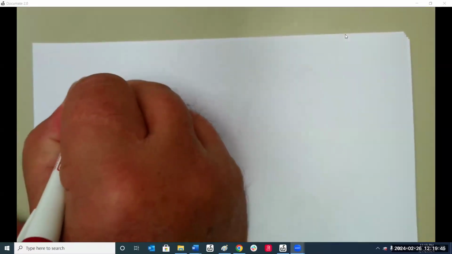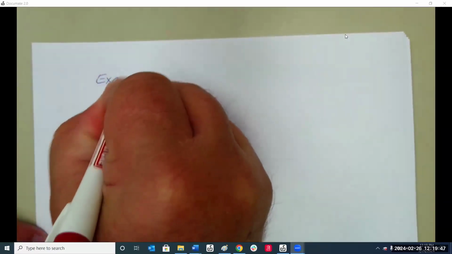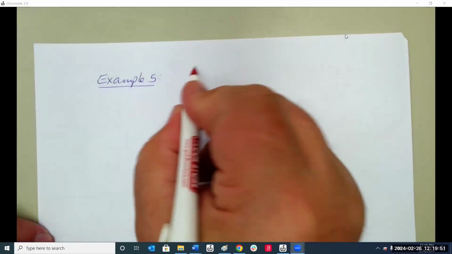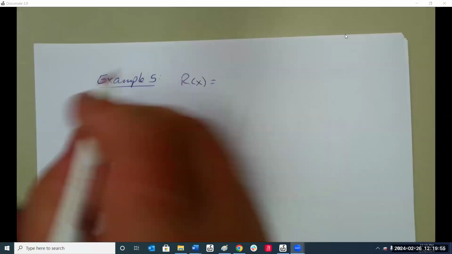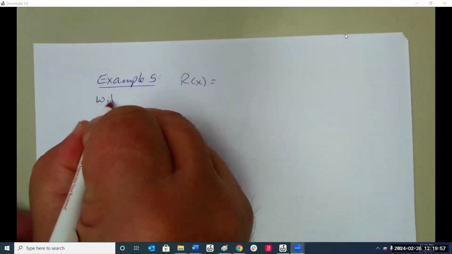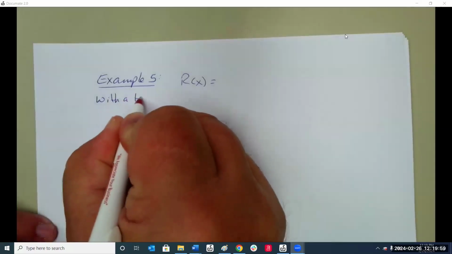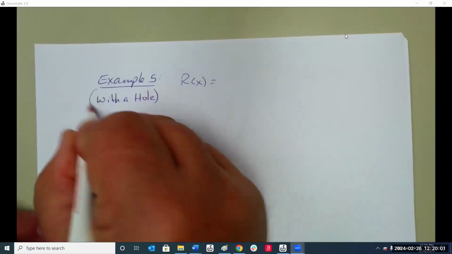Let's do one more. Example 5. R of X, this is with a hole.